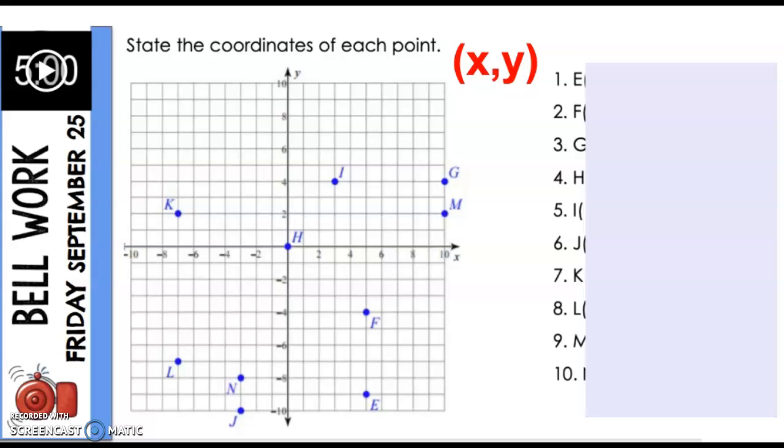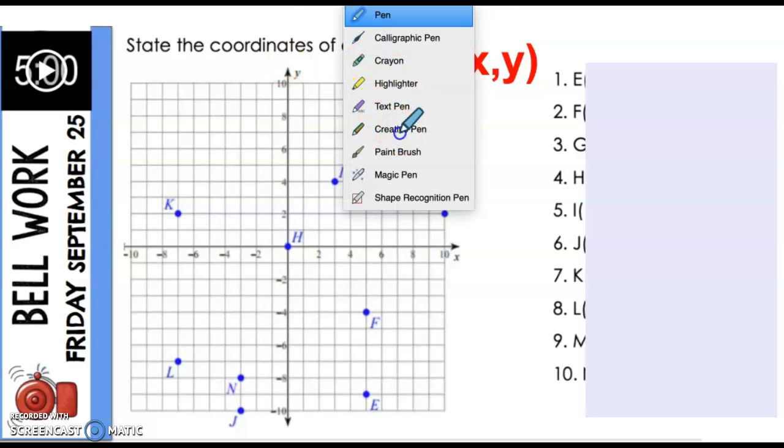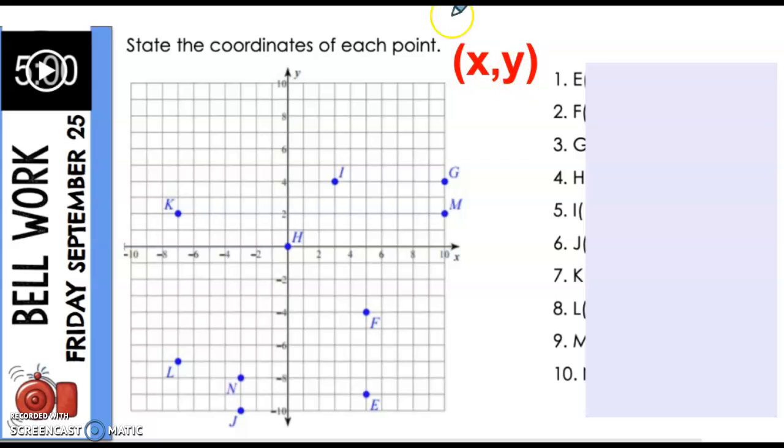Okay, today we're going to go over the solution to the Bellwork problems from Friday, September 25th. So here we are given a graph, a coordinate plane with a bunch of points on it, and the directions say state the coordinates of each point. Remember, when we are finding coordinates, we are finding an ordered pair. Coordinates is the location of that point on our graph. And so when we find an ordered pair, our x value comes first and our y value comes second.